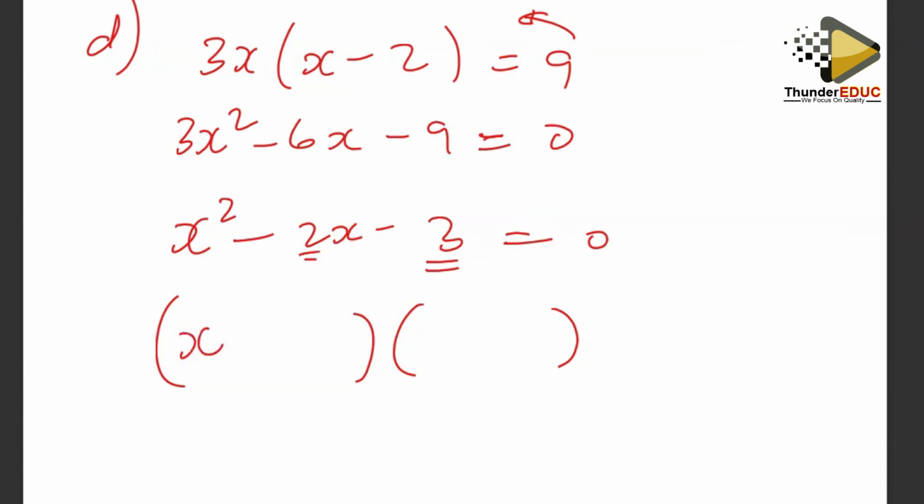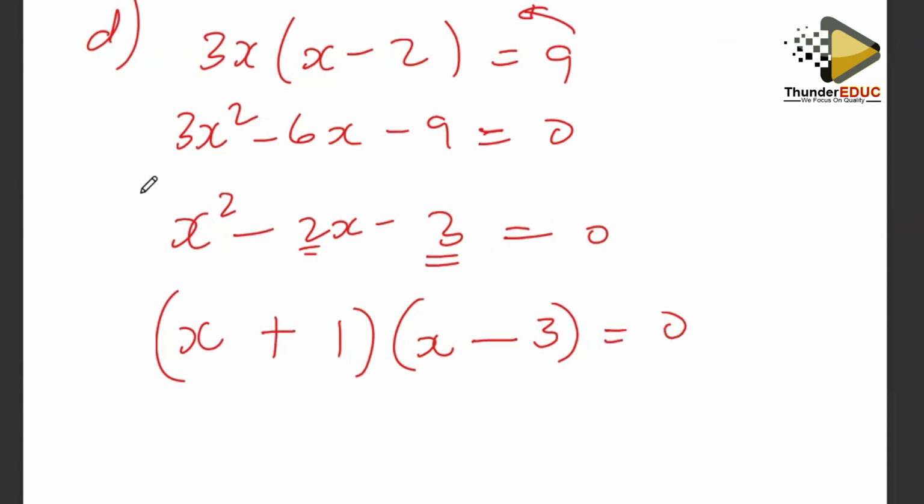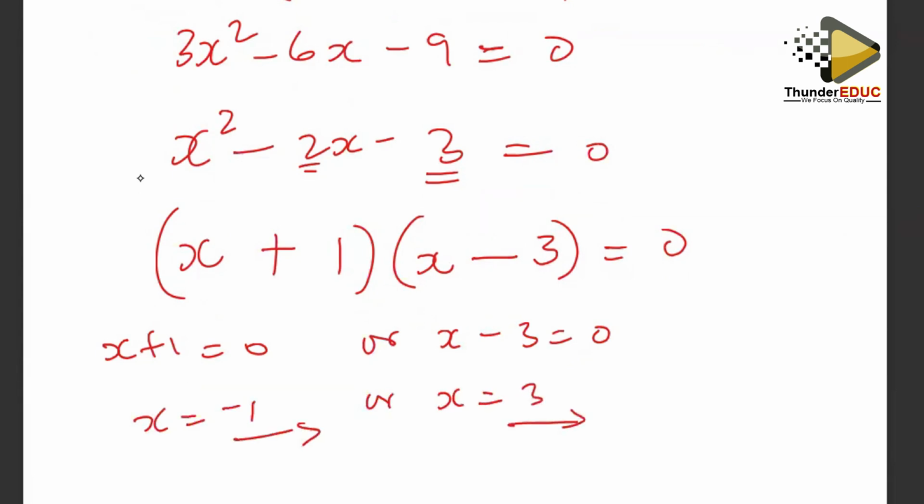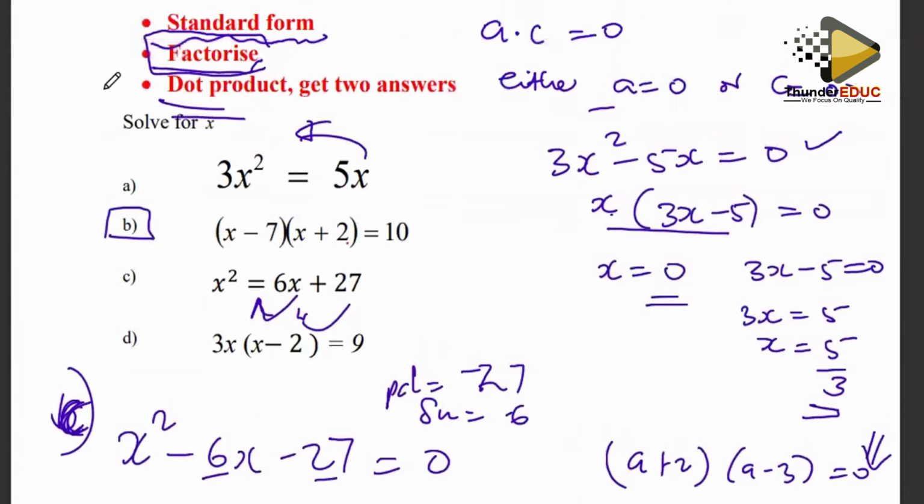For me to get x squared, it's going to be x and x. For me to get a 3, I have a 3 and a 1. Since I'm looking at a negative sum, the bracket with a bigger number should be negative. This should be a positive. Then we apply the dot product, which means x plus 1 is a 0 or x minus 3 is a 0. So this is going to give us x being a negative 1 or x being a 3. And then those will be the solutions to our questions. Okay, so that is to do with the quadratic equations.